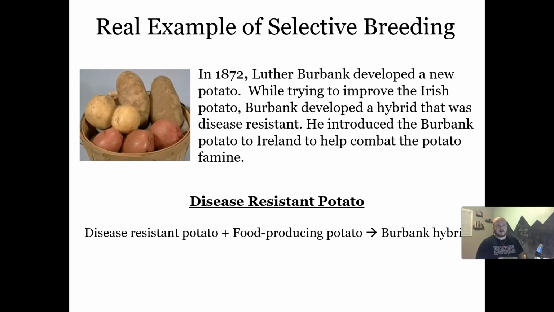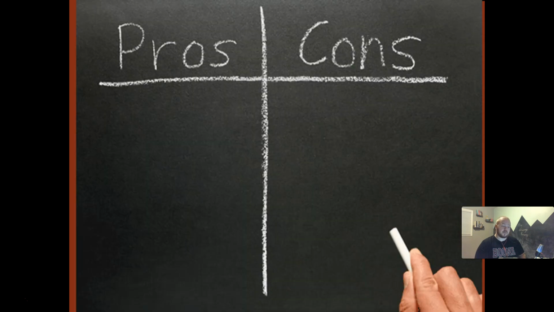When we want to make these hybrids, we usually cross a wild type, or a type that has a trait that we desire, in this case disease resistance, with a common food-producing potato. And you get a nice potato hybrid that has resistance.